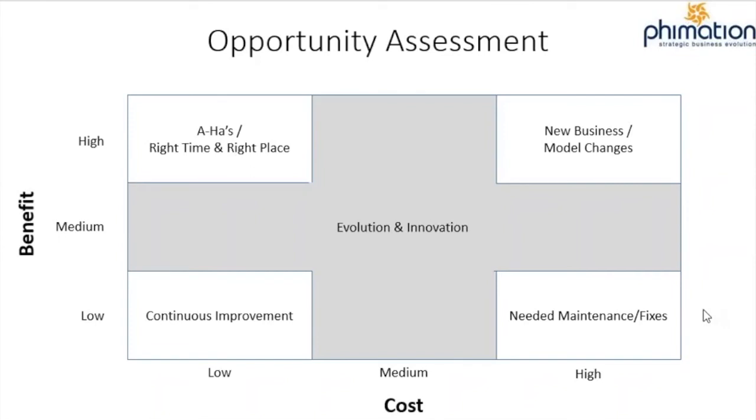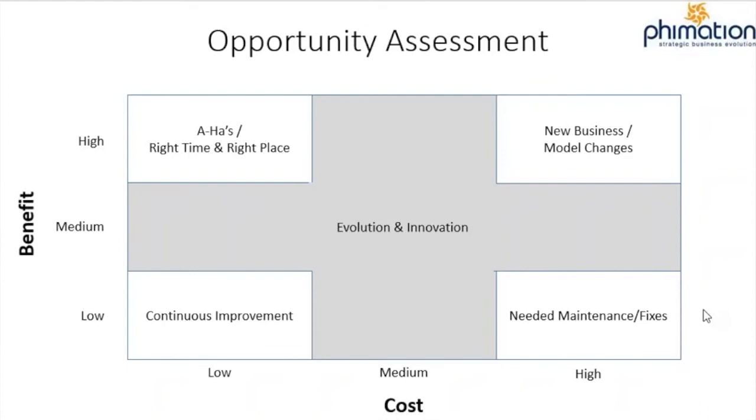And then the lower right-hand corner is high cost but low benefit. That's replacing the roof, replacing the carpeting. It's just something you have to do to stay in business. It could be doing some kind of backup system for your computers. It's more playing defense than playing offense, but it's a necessary thing.